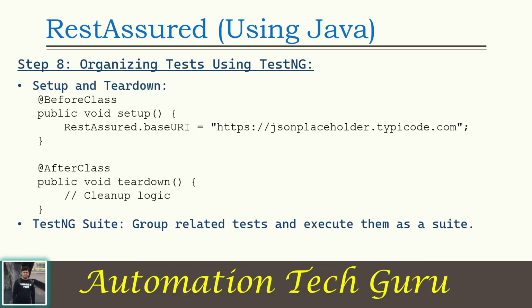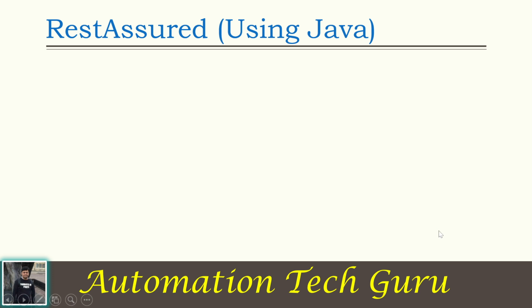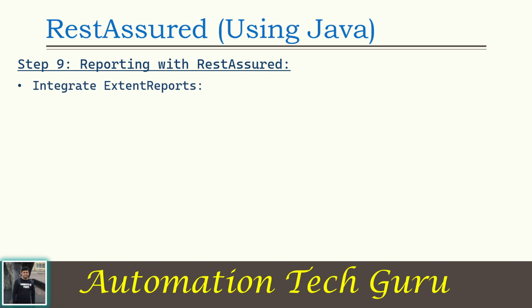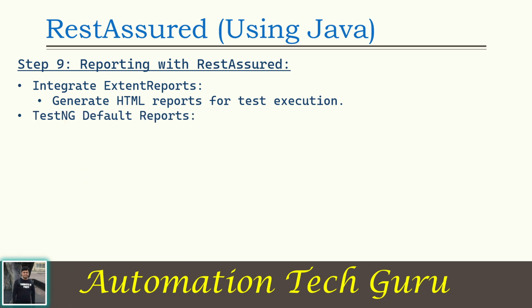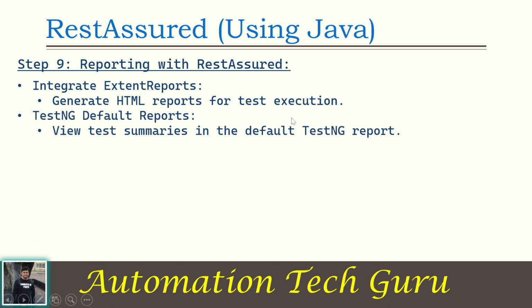Next is test suite. Group related tests and execute them as a suite also. Reporting with RestAssured. Integrate Extent Report, so generate the HTML report for the test execution. You can use the Extent Report in that. TestNG default report: you can use it to view test summaries in the default TestNG reports also.